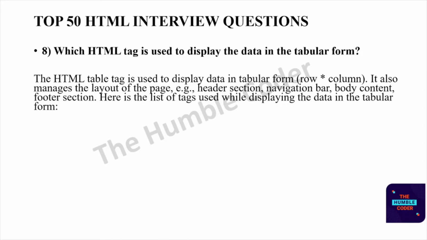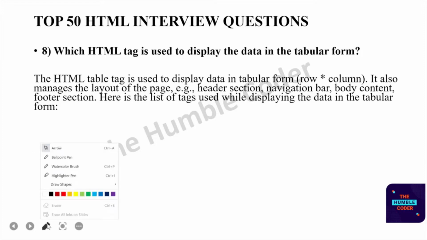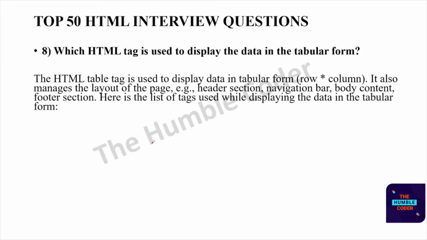So here is the list of tags used which display the data in the tabular form. There is a long list, that is why I have not covered that list, but the main tag that you need to know is the table tag. The table tag is helpful in order to create the table in HTML, and the table tag has two major tags in itself, which are table data and table row. So if you have to create a table, you need to insert a table tag first, and then inside it you insert a table row, which is displayed by using the tag tr.